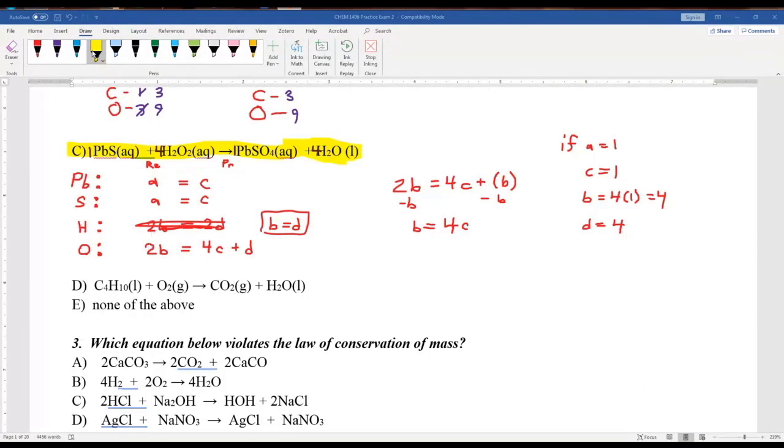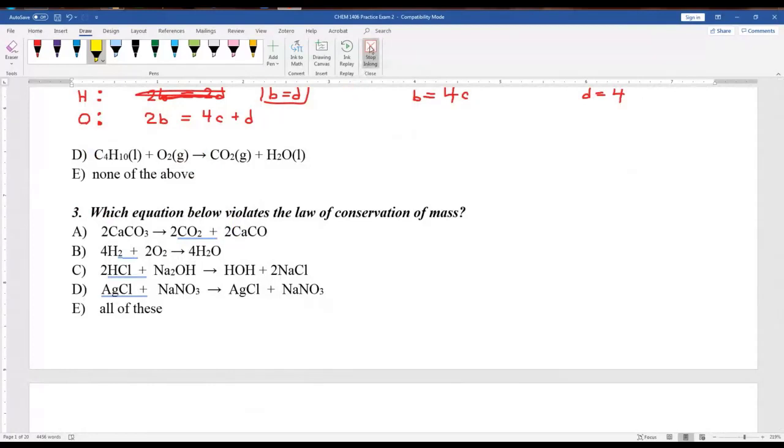Question number 3 basically says which equation below violates the law of conservation of mass. Well, that basically means which equation is not balanced. This is a little bit easier because you don't actually have to balance the equation. You just have to identify which one is not balanced. So is equation A balanced? No. There's 2 carbons on the left side, but there's 4 carbons on the right side. So that is not a balanced equation.